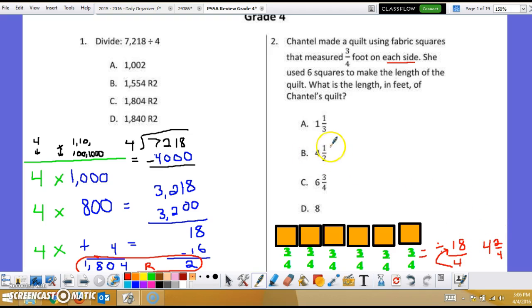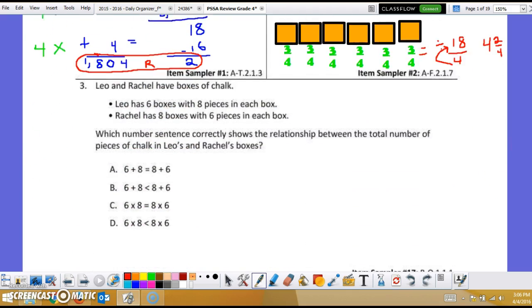that 2/4 equals 1/2. How do I know that? Because when my denominator and my numerator are divisible by the same number, I can create an equivalent fraction. And that's what I do here, which equals 1/2. And that's the answer to number 2. Moving on to number 3.